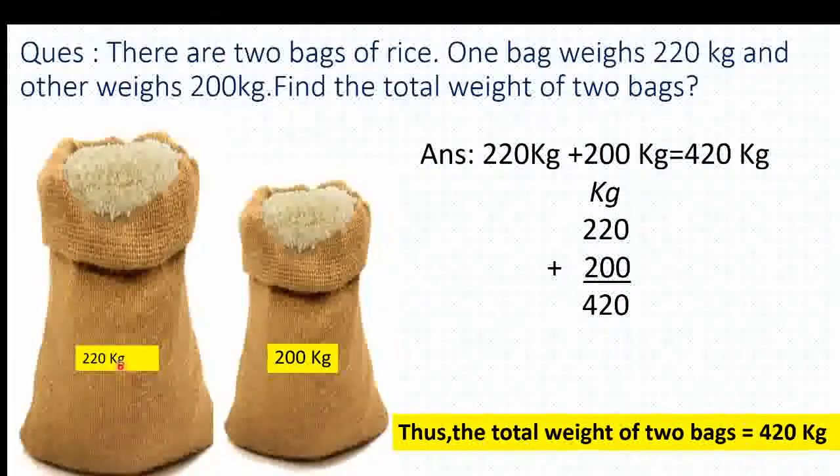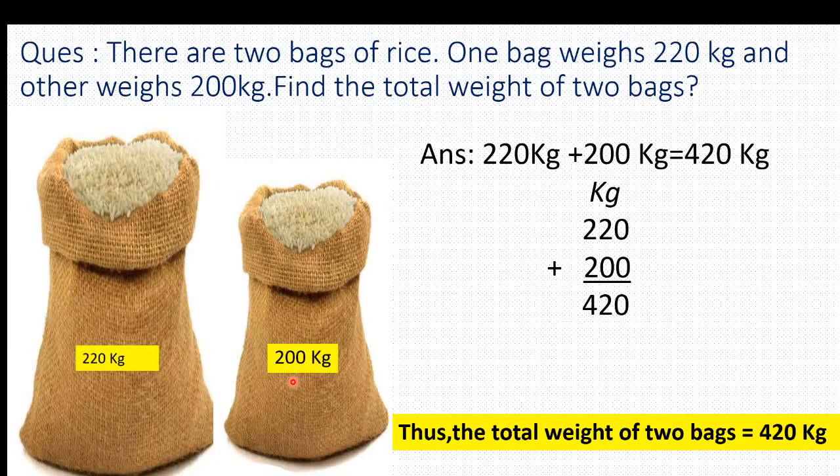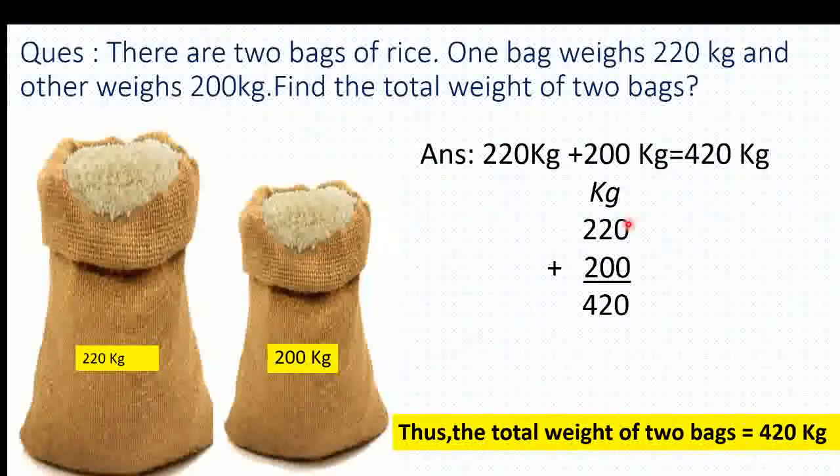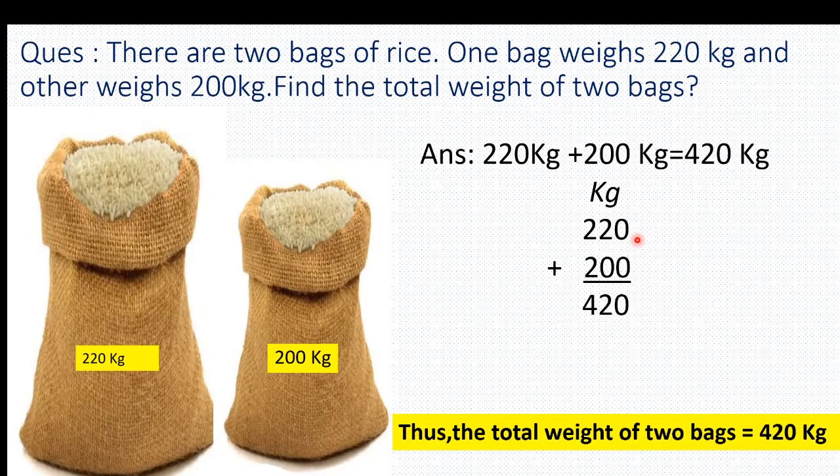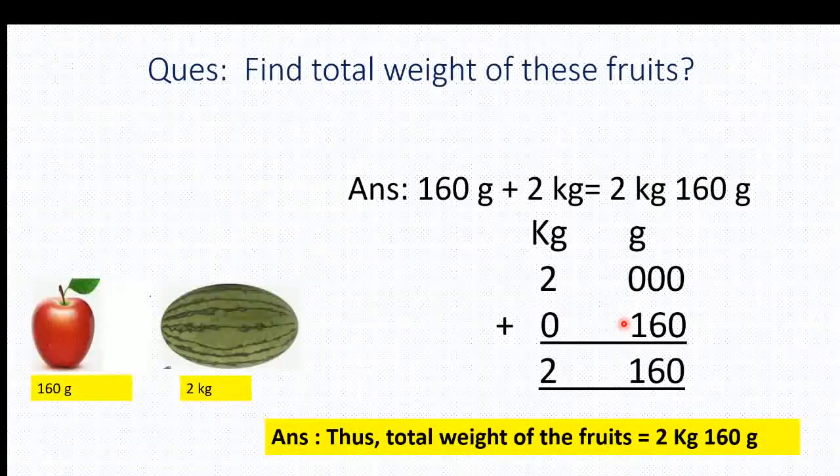Here you can see kg is written and here again kg is written. So our first step is to write the unit at the top. I have written kg over here. Next step, write the weight. I have written 220 under the kg column and 200 again under kg. After adding these two we are getting 420, thus the total weight of the two bags is 420 kg. Moving to the next page.